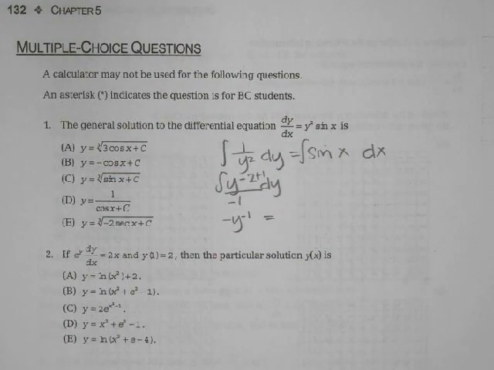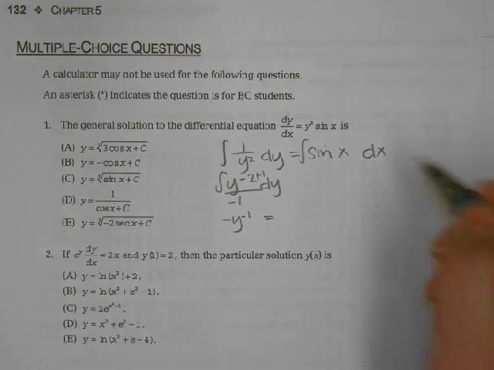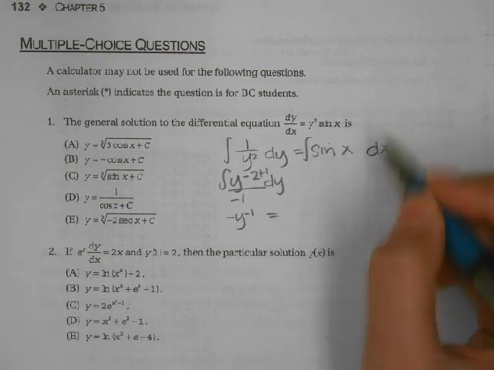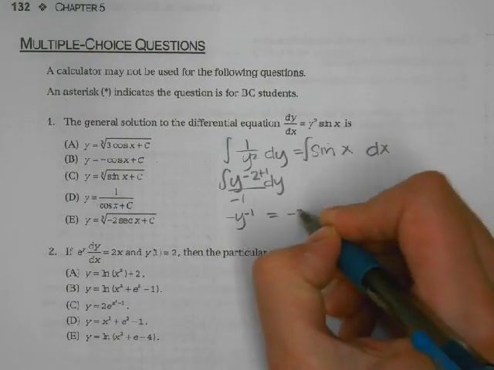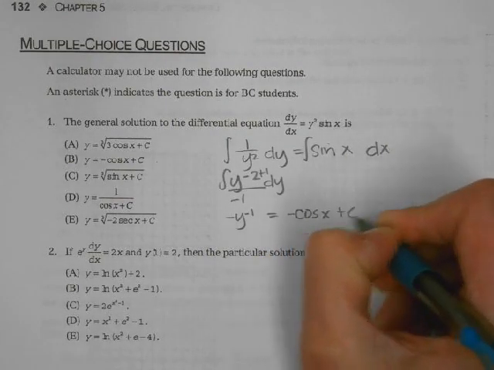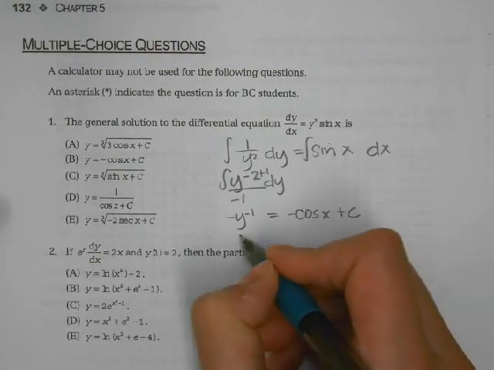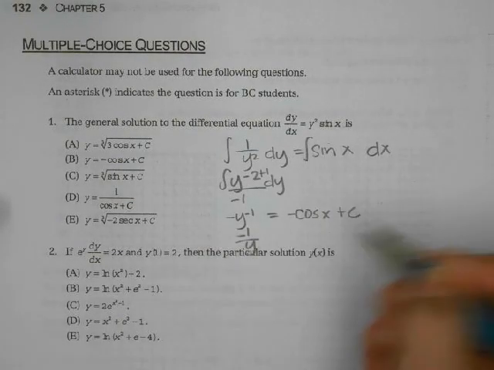I did not show my work on this one. Let me think about this for a second. I did show my work. It was at the bottom of the page. Okay. The integral of sine is negative cos. All right, so this is negative 1 over y.